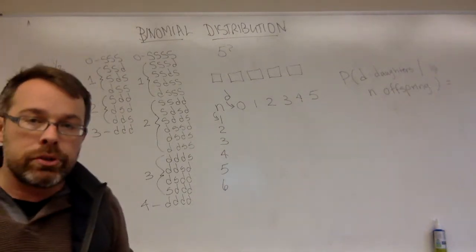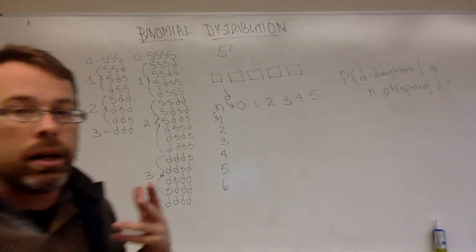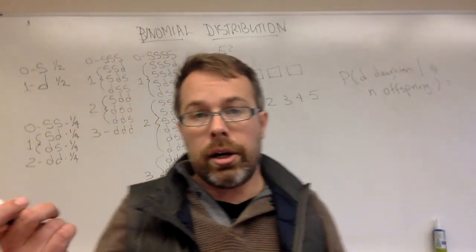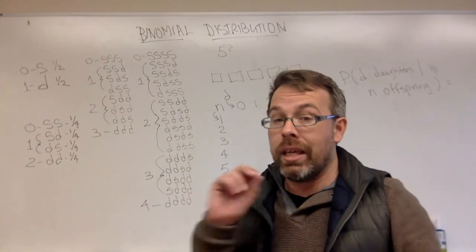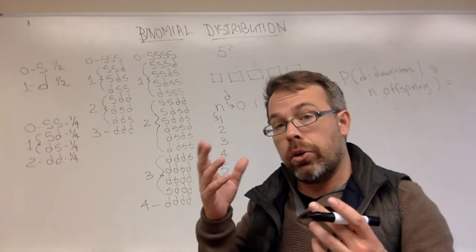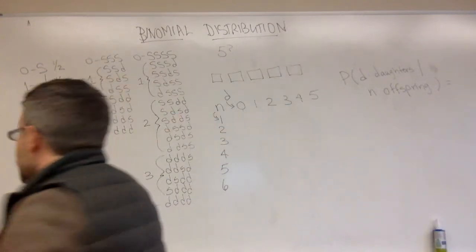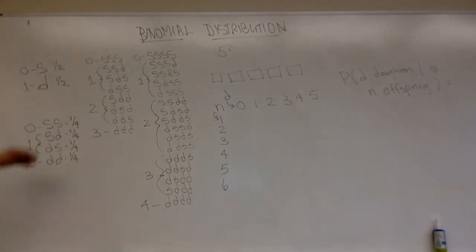And so if I ask you a question like, what's the chance that you get a son and then a daughter, you can tell me it's 1/4. But if I ask you, what's the chance, given that you have 2 offspring, that you have exactly 1 son and 1 daughter? Well, then we need to include this case plus this case, right? So the chance that we get exactly 1 daughter is equal to 1/4, the probability that we get a son and then a daughter, plus 1/4, the probability we get a daughter and then a son.